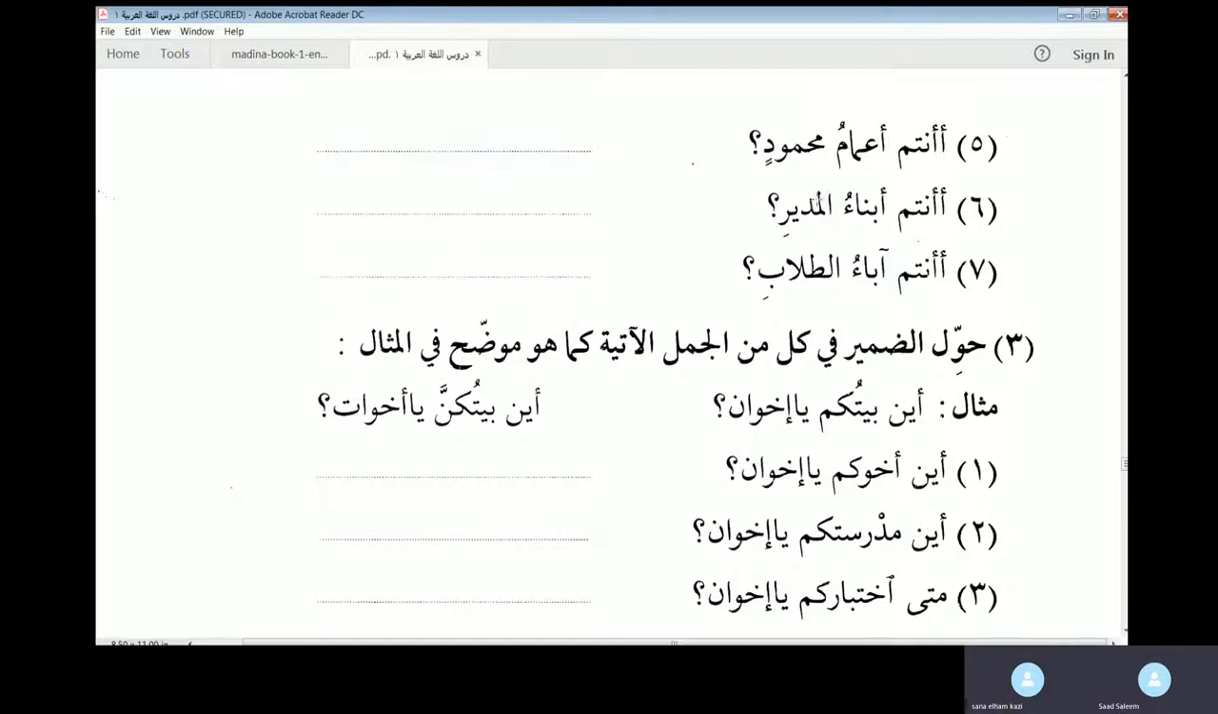Antum abna'u al-mudiri. Are you all sons of the headmaster? Antunna banatu al-mudiri. Are you all daughters of the headmaster? Antum aba'u al-tulabi. Are you all fathers of the students?